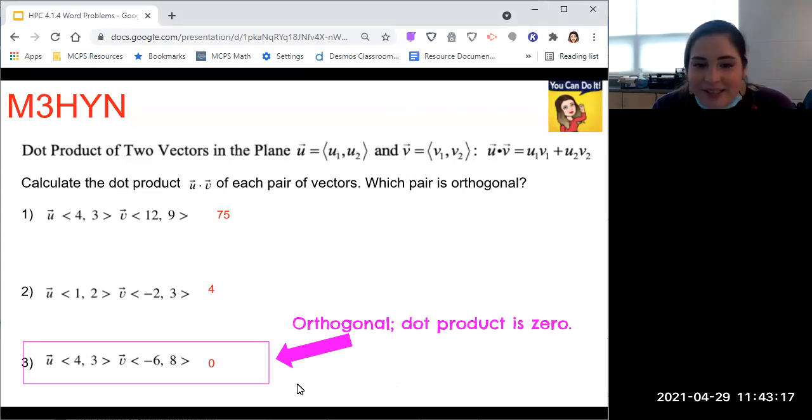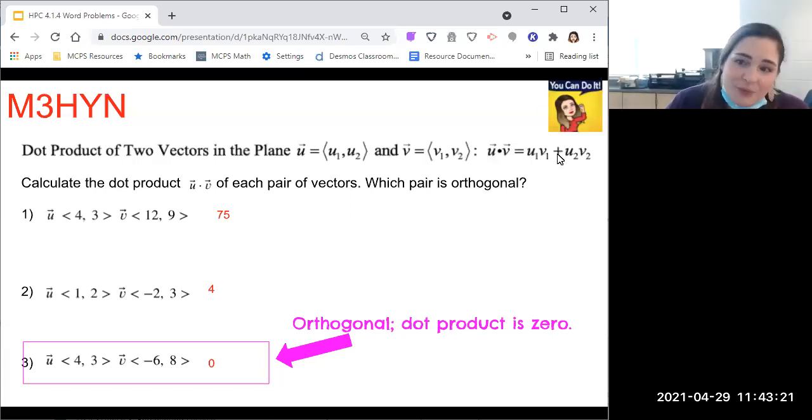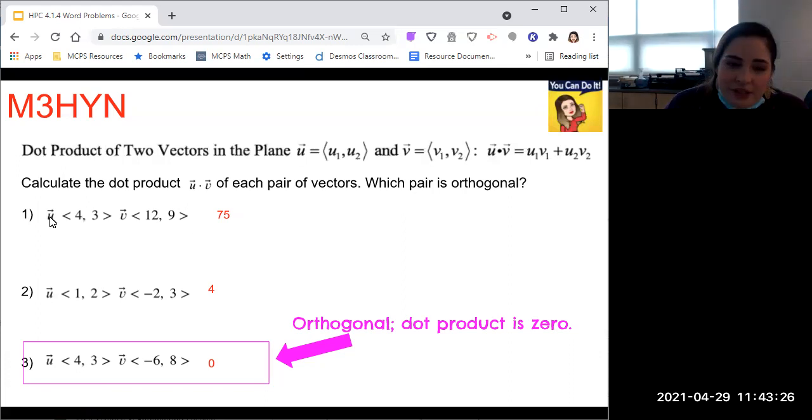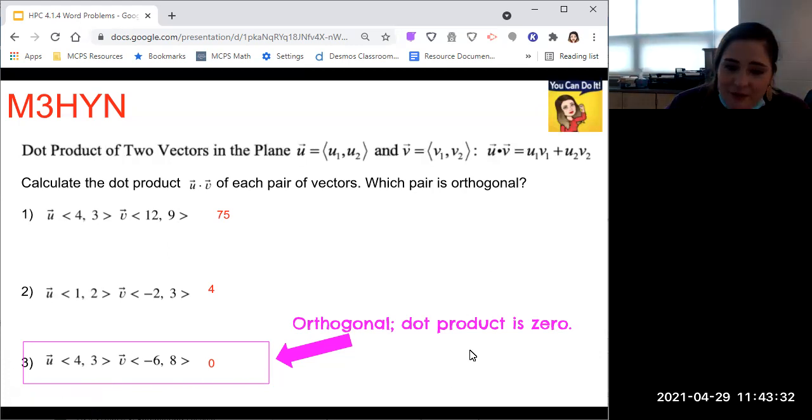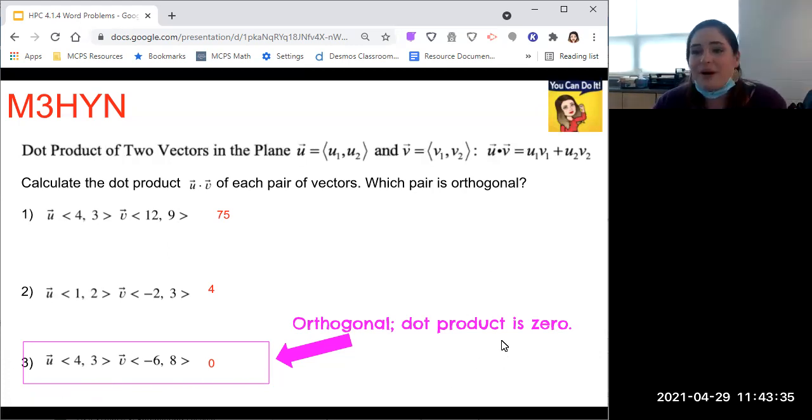Okay, I'm assuming that you have finished it. So dot product, remember that is the formula right here, right? U1 times V1 plus U2 times V2. So the dot product of the first problem is 75, second is 4, and then third is 0. And this pair of vectors is the pair of vectors that is orthogonal because their dot product is 0.